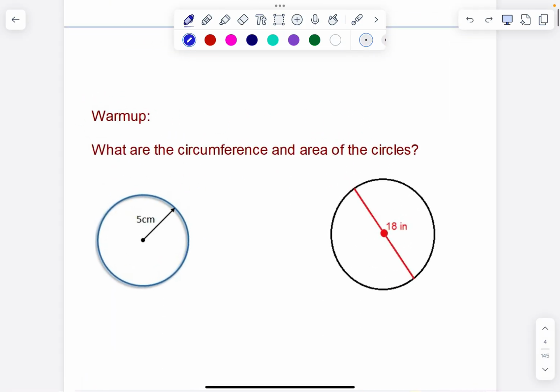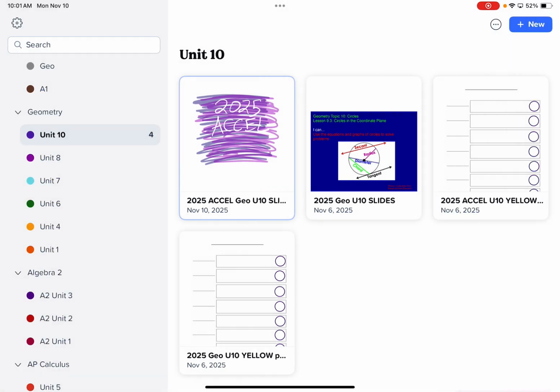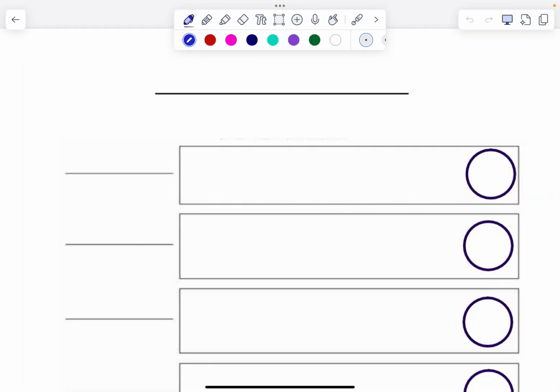What do you remember about circumference and area in circles? Anything? Okay. We're off to a good start. Let's go put some stuff down. So you have it. And we're just going to call this whole thing Unit 10. And just circles.